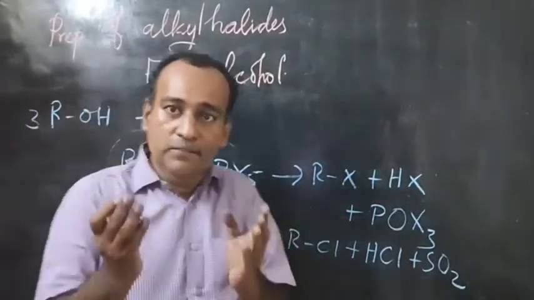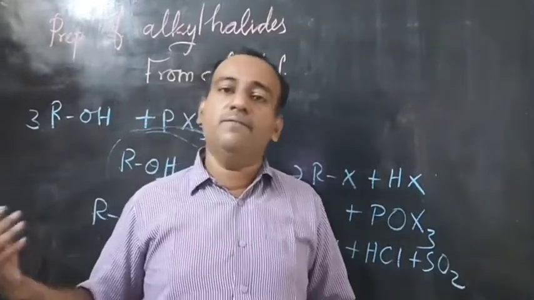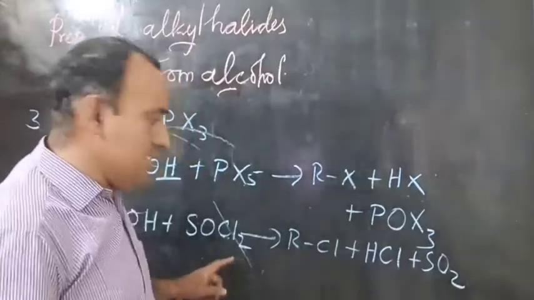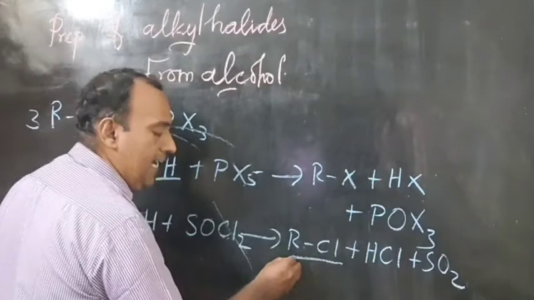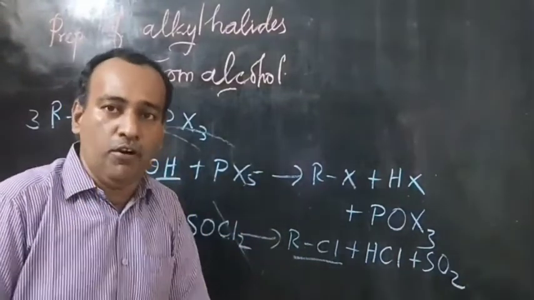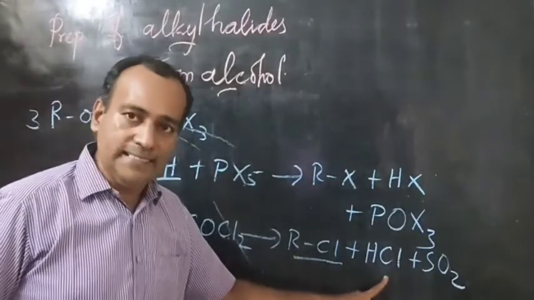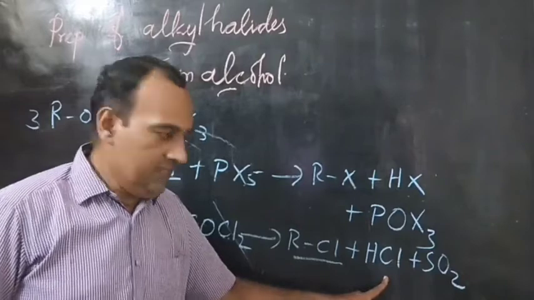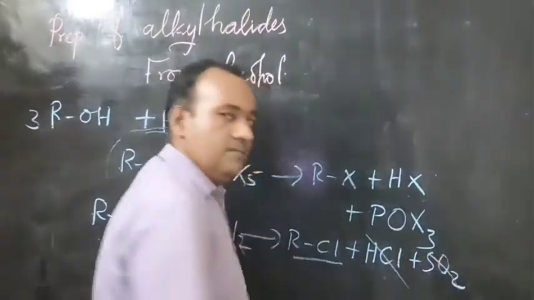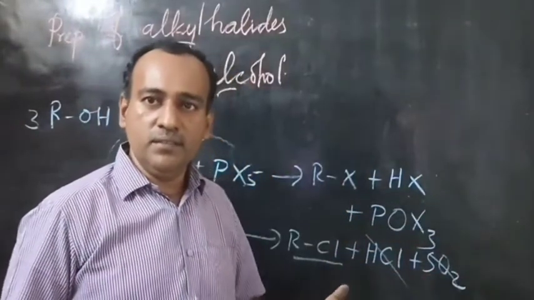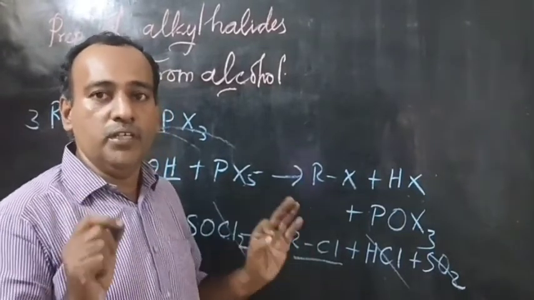So we studied different methods for the preparation of alkyl halide from alcohol. But among them, this is a very important one because in this method we get alkyl halide in pure form. How can you get pure form? Because the byproduct hydrogen chloride is a gas, and the byproduct sulfur dioxide is also a gas. Since both are gases, they will evaporate and go away. So the alkyl halide we get is in pure form.